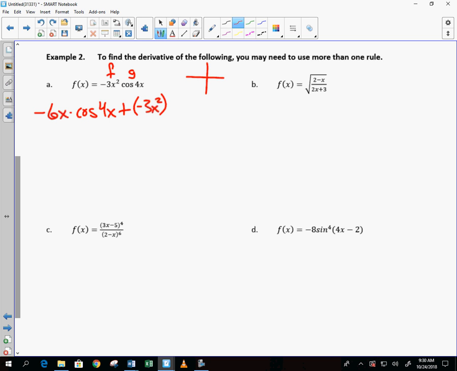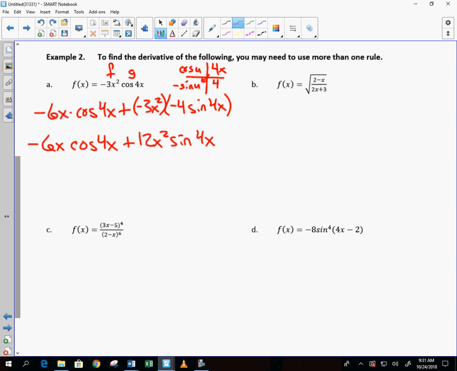What's the inside? Outside? So I get negative sine of u and 4. So that's negative 4 sine of 4x. Negative times a negative. So I have negative 6x cosine of 4x plus 12x squared sine of 4x.